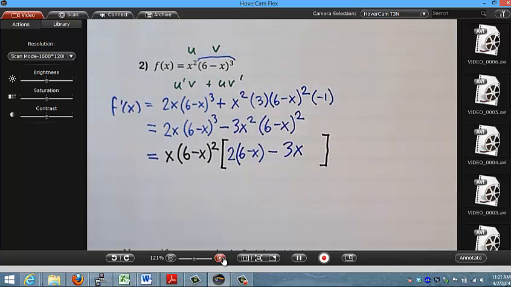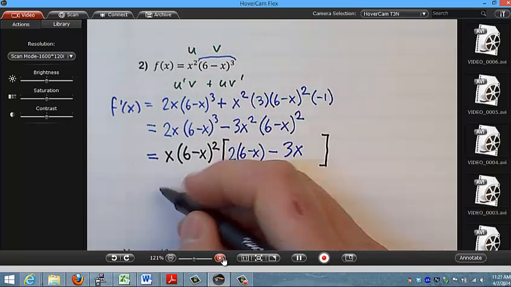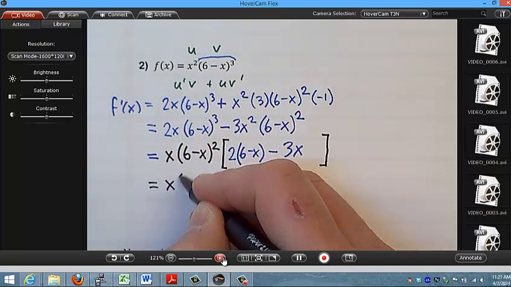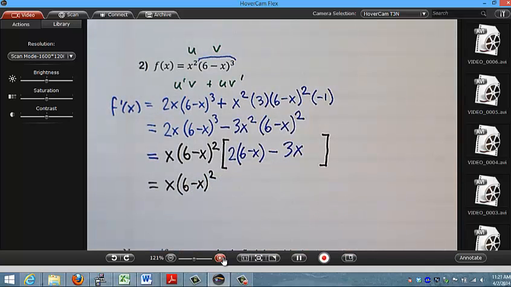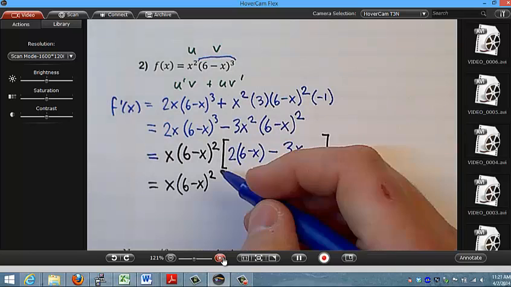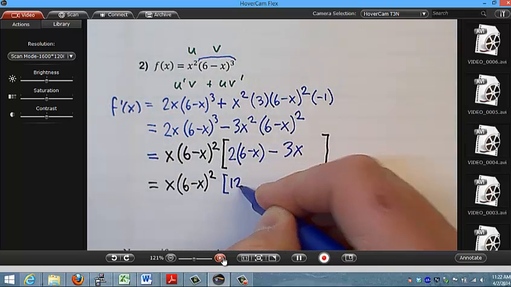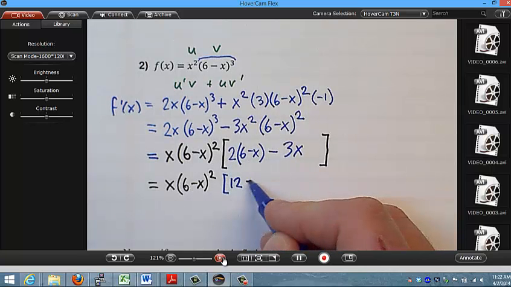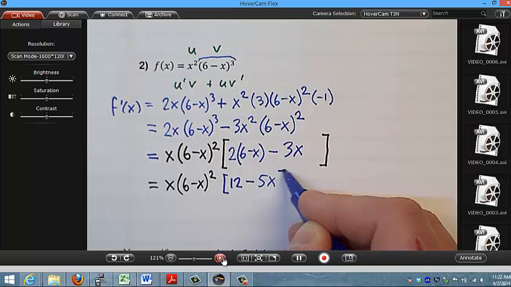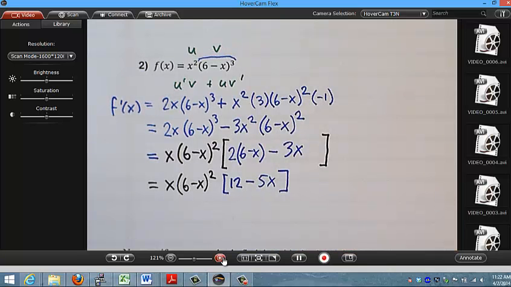Okay. So I guess if I keep simplifying now, I could say that this is x times 6 minus x squared. And then what would that mess be? Well, it looks to me like it would be 12, right? Well, minus 2x minus another 3x. How about I just write minus 5x? Is that okay? Who's with me so far?